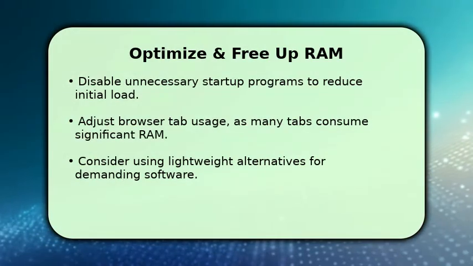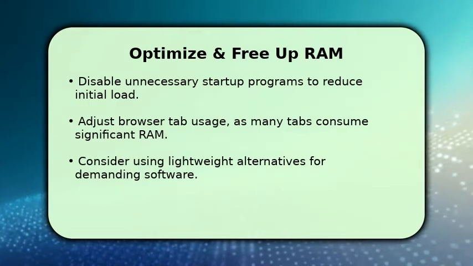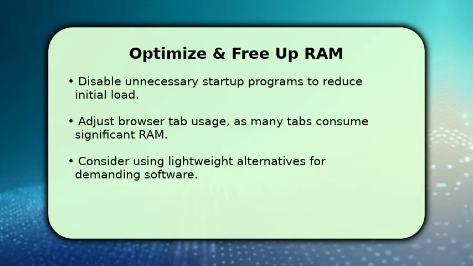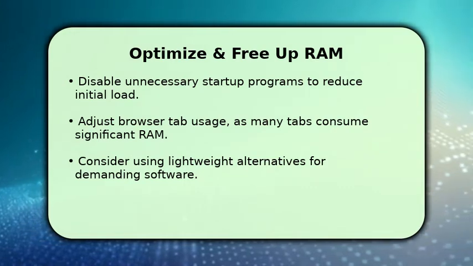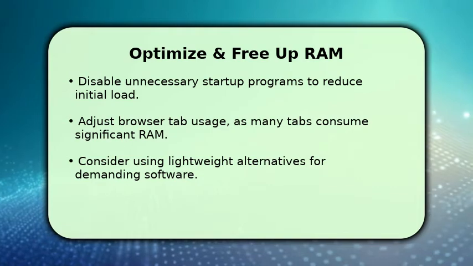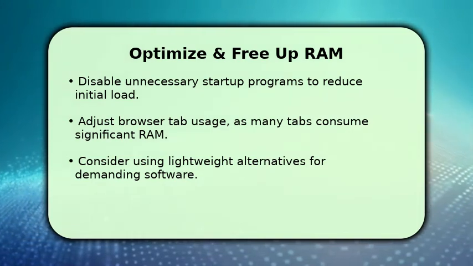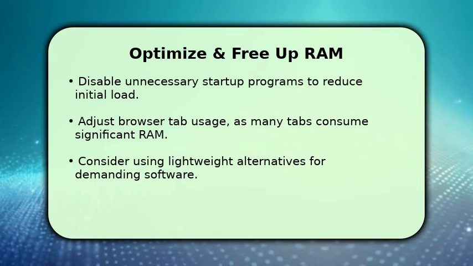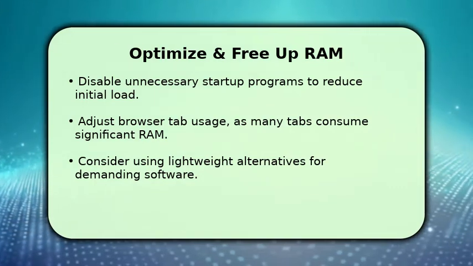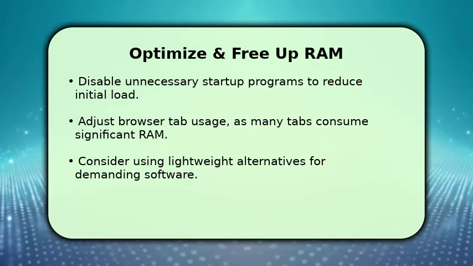Once you've identified memory hogs, it's time to optimize. Start by disabling programs that launch automatically with your system but aren't immediately needed. Browsers, especially with many open tabs, can be major RAM consumers. Try to keep them to a minimum. For tasks like photo editing or gaming, consider if there are lighter software alternatives that perform similarly but use fewer resources, giving your system more breathing room.